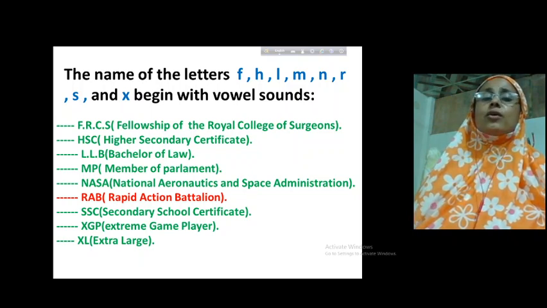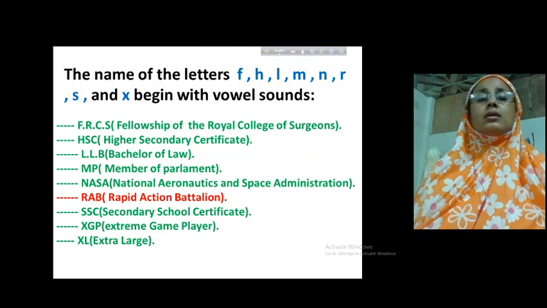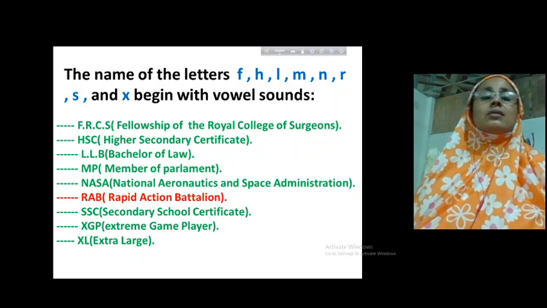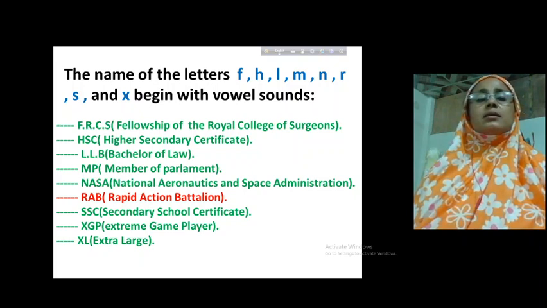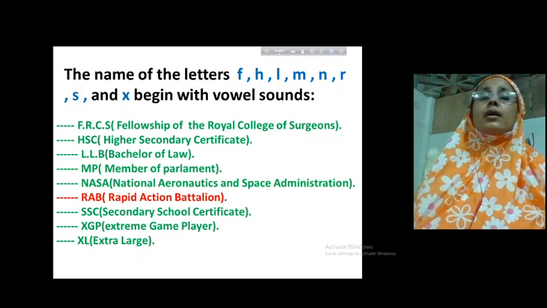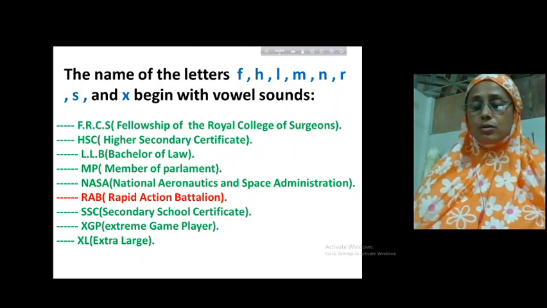What is this? Bachelor of Law degree. MP, Member of Parliament. And NASA. Do you know what NASA is? National Aeronautics and Space Administration. And RAB, Rapid Action Battalion. And what is SSC? Secondary School Certificate. And XGP, Extra Game Player. And XL, Extra Large. And usually you use those abbreviations, but what happens? Will you use a or an before those words?